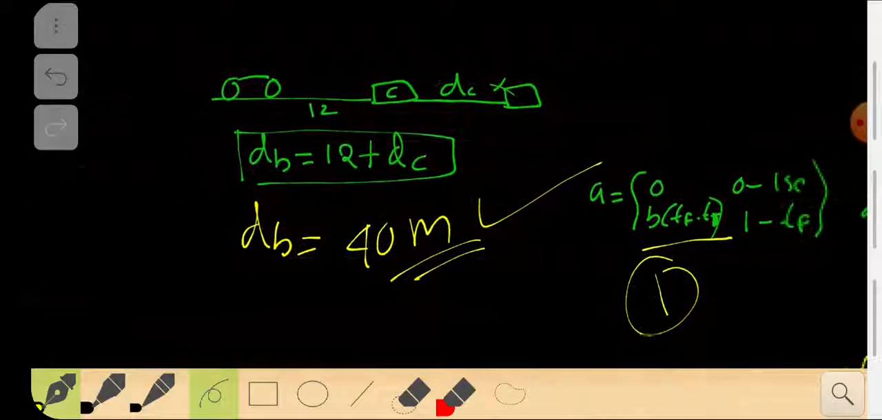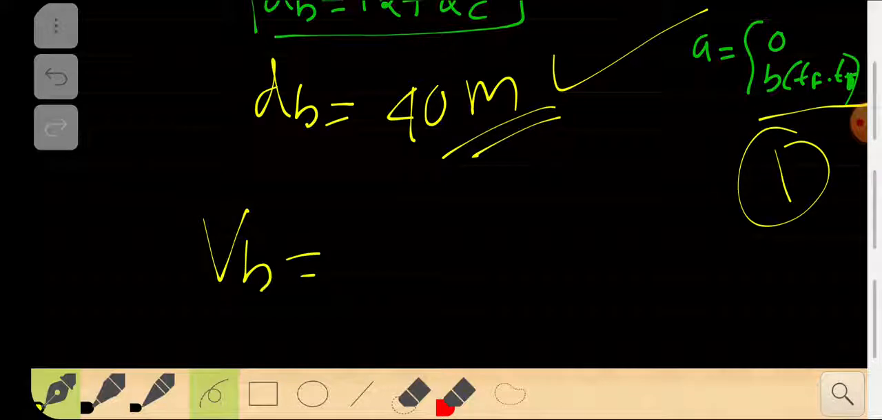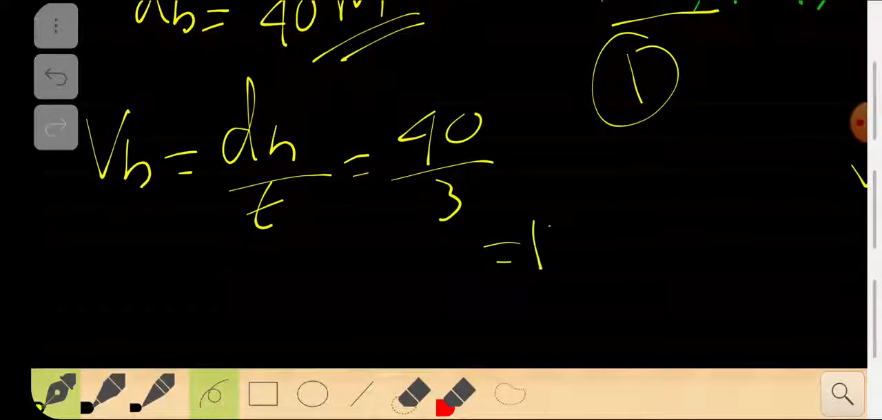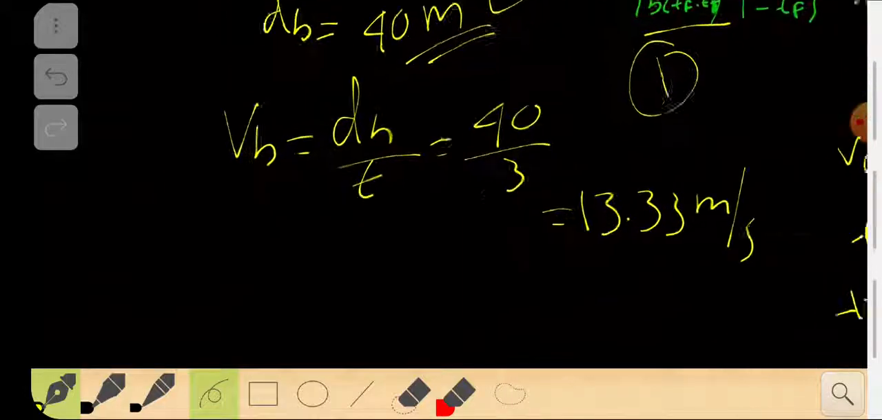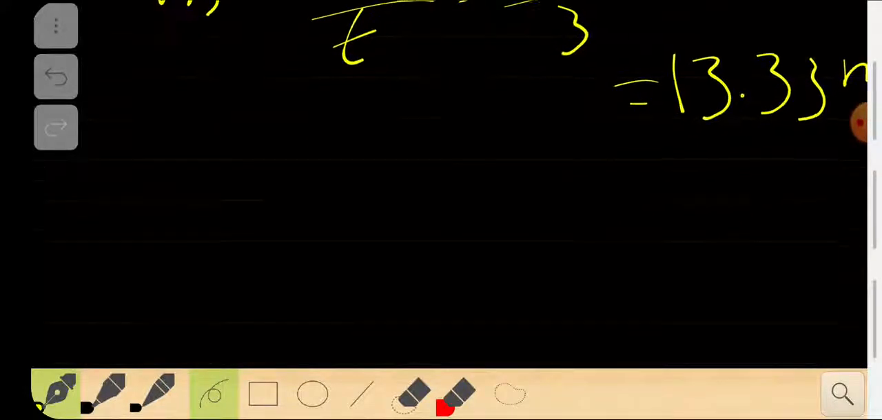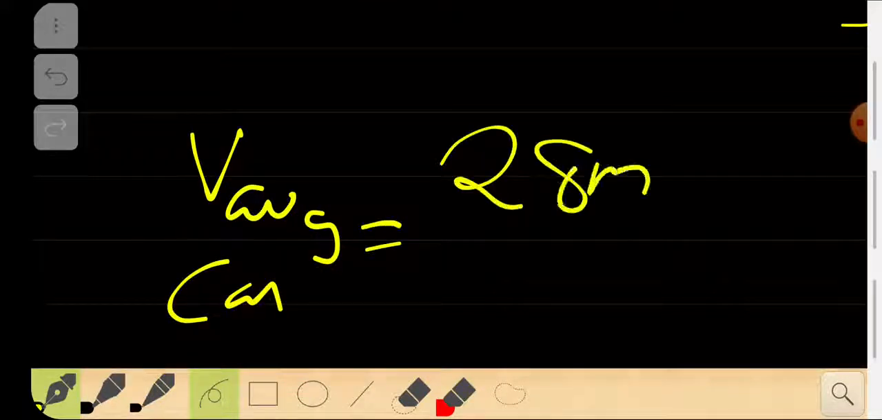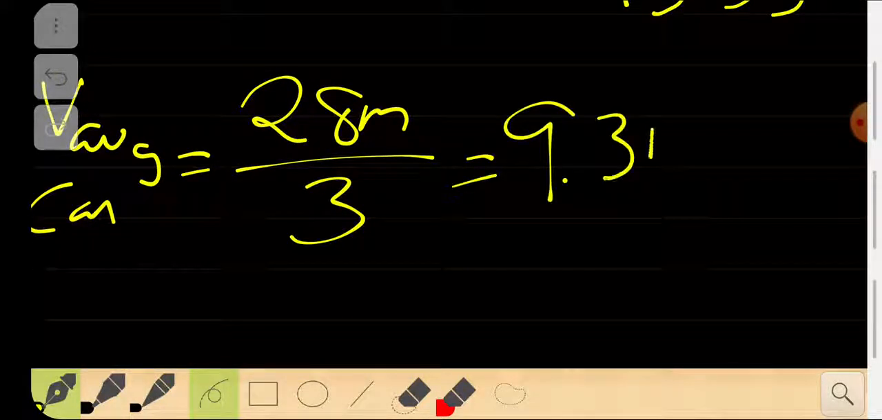The third thing, now we can find out the velocity of the bicycle. The velocity of the bicycle is the distance of the bicycle by time, which is 40 by 3, so that's around 13.33 meters per second. Now the average velocity of the car will be the distance traveled by the car, which is 28 meters, and the time, which is 3 seconds, so it will be around 9.3 meters per second. I did that earlier.